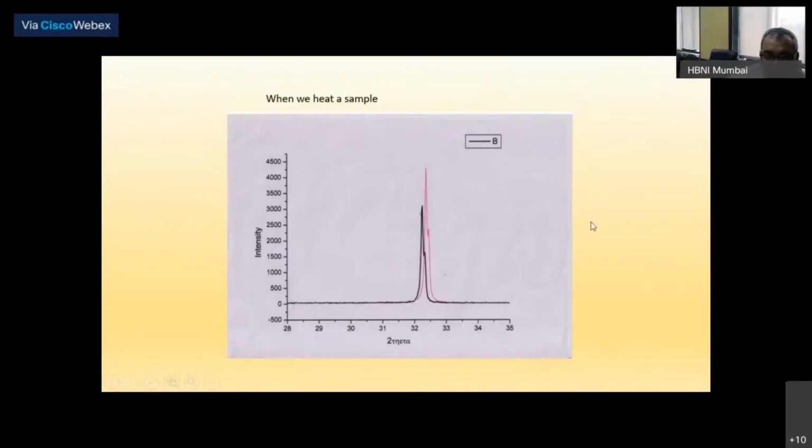Now, when you heat a sample, several things happen. The sample expands. As the sample expands, in 2d sin theta equals n lambda, d becomes larger, so theta becomes smaller. So the lattice expansion is seen here, as a shifting of this peak or theta value. That is one. Secondly, this is what I was describing just now.